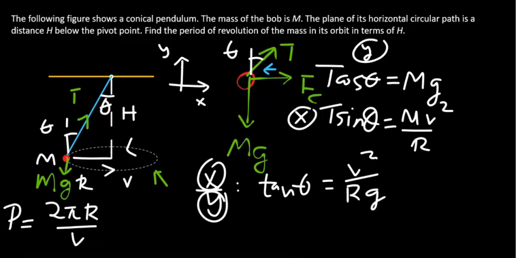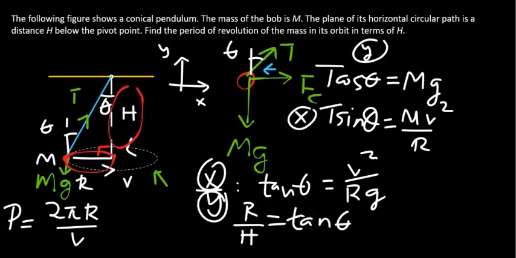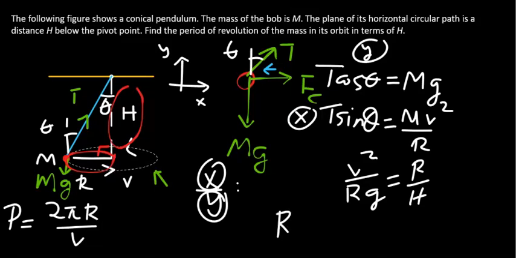We also know from this triangle, this is a right angle triangle, so r over h is tangent theta. So r over h equals tangent of theta. Substituting tangent theta as r over h, we get that. Rearranging the terms, you get r squared equals h over g times v squared, or r is quite simply the square root of h over g times v.